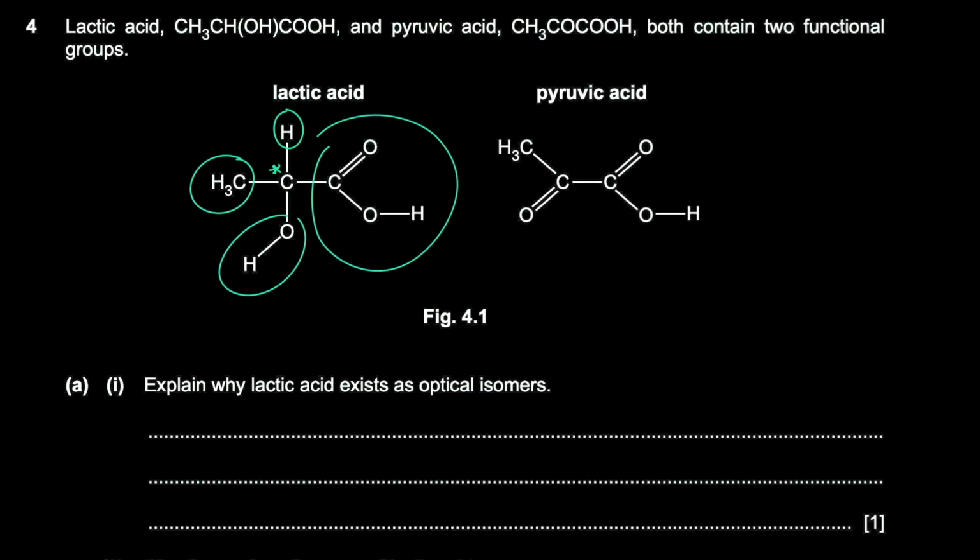So the reason why lactic acid exists as optical isomers is because it has a chiral center, which is a carbon atom bonded to 4 different atoms or groups of atoms.